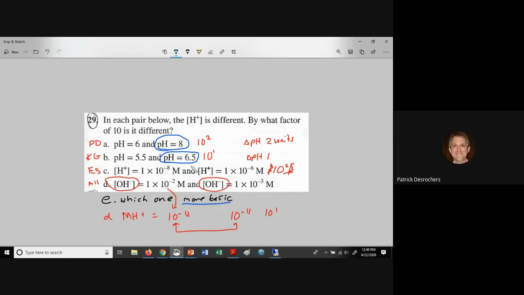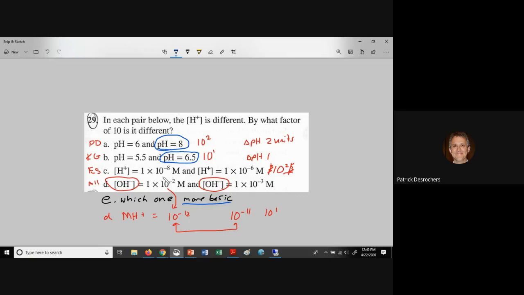Right. Kirsten, I got to ask you, is 6.5 basic or acidic? It's acidic. But it is less acidic than this guy, right? Yeah. And saying that you're less acidic is the same as saying you're more basic. Remember that yin and yang thing we had? They go together like that.